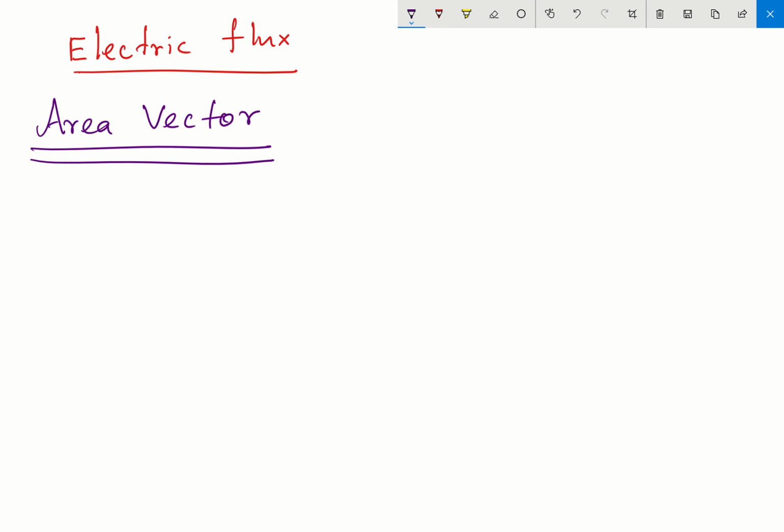Let us consider a small area, this is ds. Now what I want is the area vector. I want to draw the area vector at a point. What should I do? It is nothing, draw an outward normal. Normal should not be like this. Draw an outward normal.